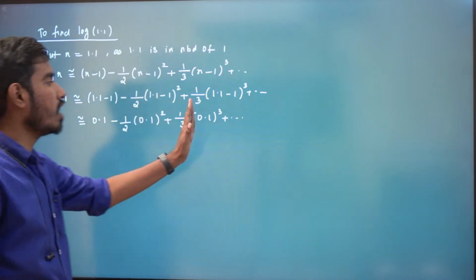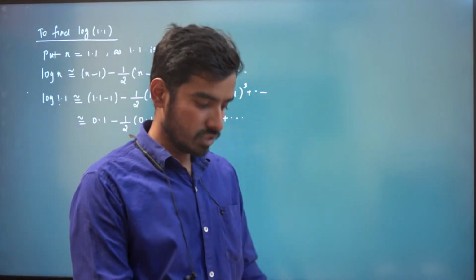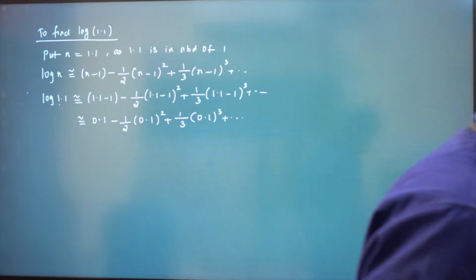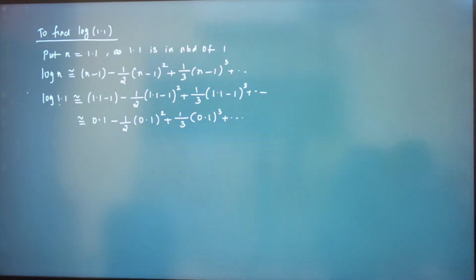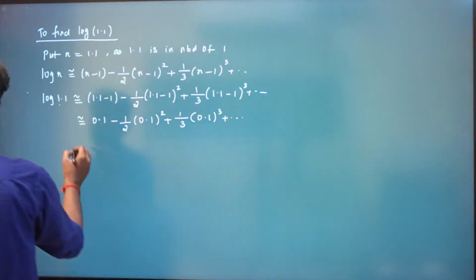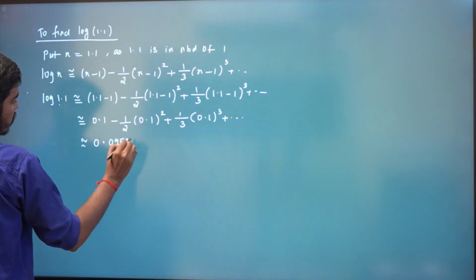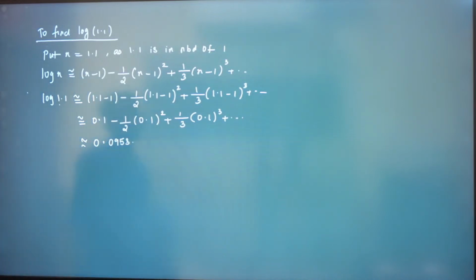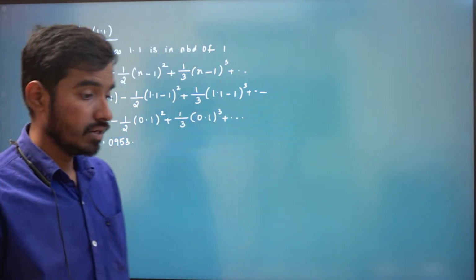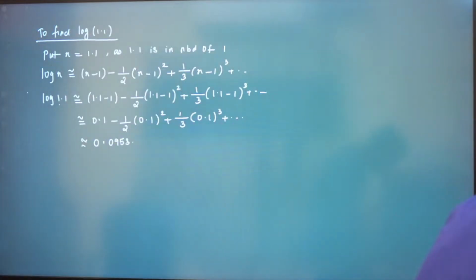See, after some stage, this value will be very close to 0. So you can neglect those values, right? You can neglect those values. So after this simplification, the value will be 0.0953. I'm not going to do this in detail, we just simplify this. You'll be getting this value to be approximately 0.0953. Is it clear? Can we move on to the next one?